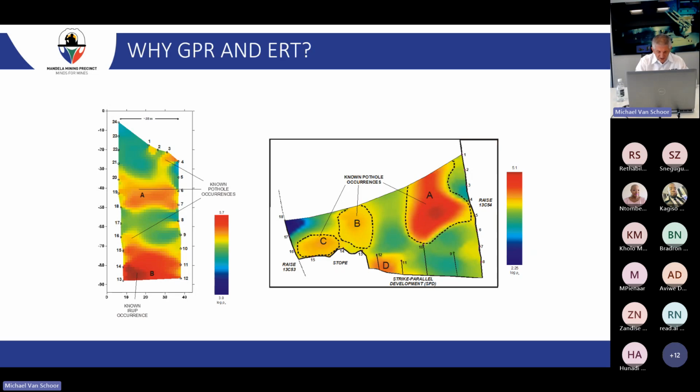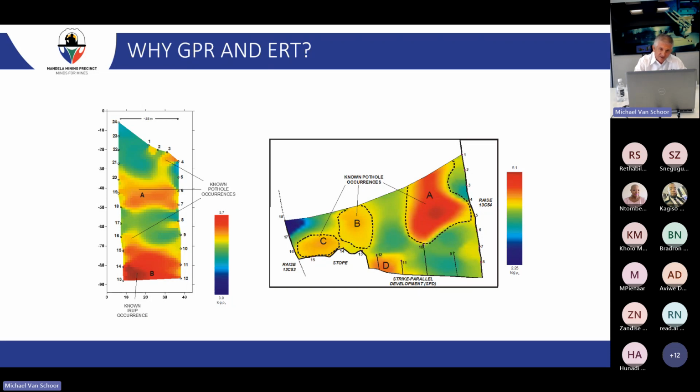Here's some example. This comes from the flat mine era still. These are examples of actual in-mine ERT surveys. These were done in areas where we knew there were potholes and IRUPs present. The one on the right, for example, was a stope that was abandoned because of all those potholes.